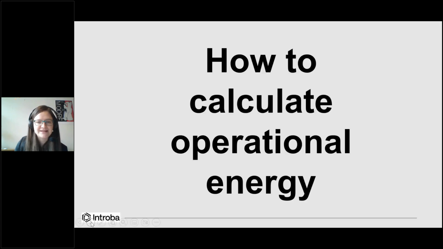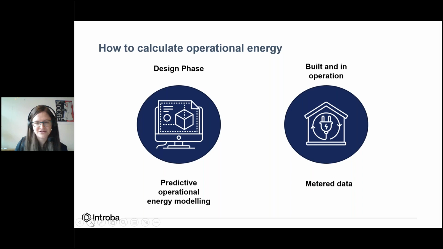There's also guidance on how to calculate operational energy. This depends on what phase of the building you're in. If you're in the design phase, so even the early design phase or the technical design phase, then you calculate your operational energy based on predictions, and so you need to use predictive operational energy modelling. I'll talk a bit more about that later. But if you're in the phase where the building is built and in operation, then you use metered data to understand your operational energy consumption.